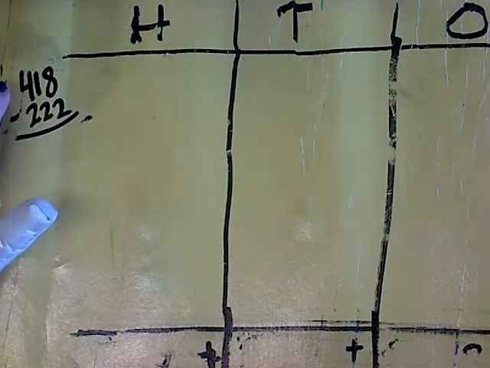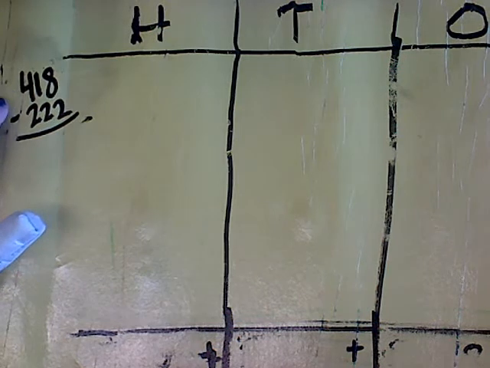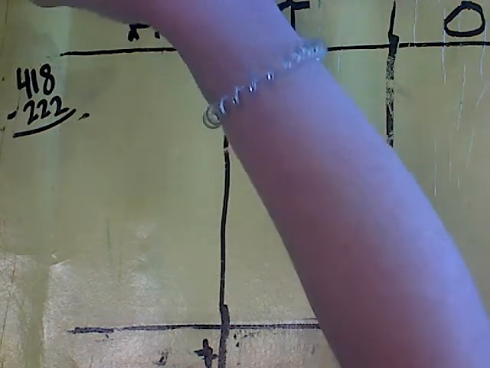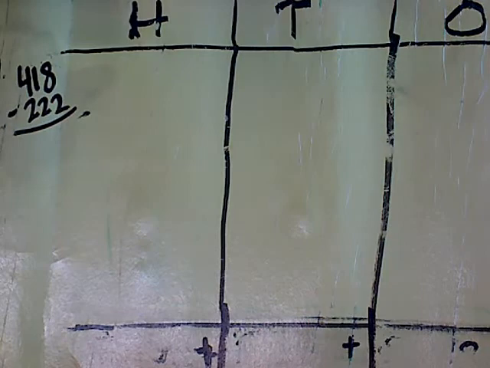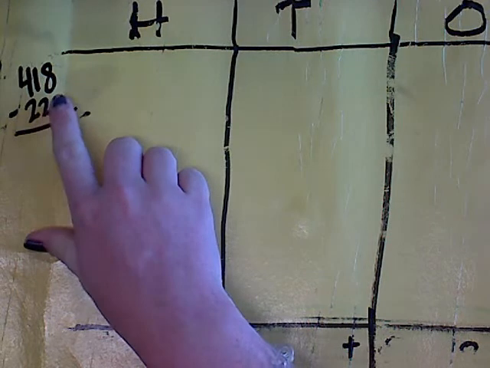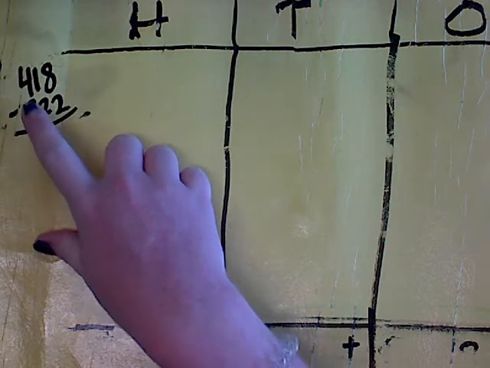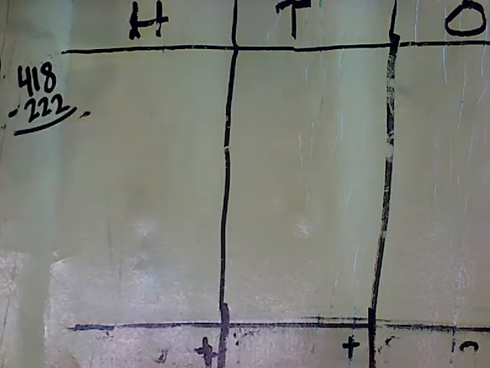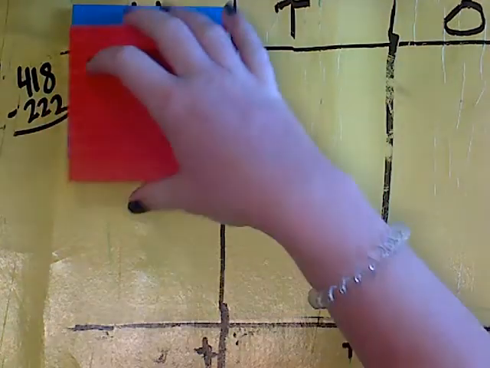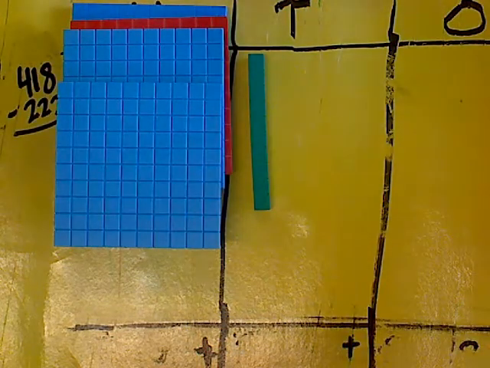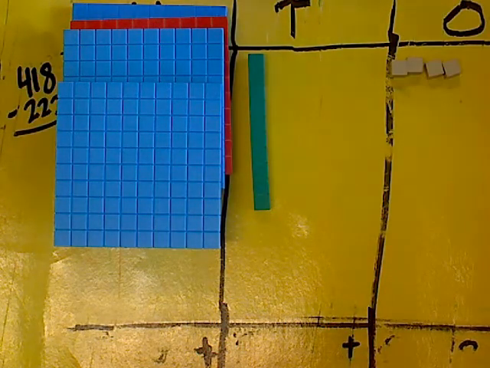We are going to subtract 418 minus 222. We are going to use our manipulatives to help us. So first I'm going to build my greatest number, which is 418, because 222 only has 2 hundreds and 418 has 4. So I'm going to place those hundreds here.